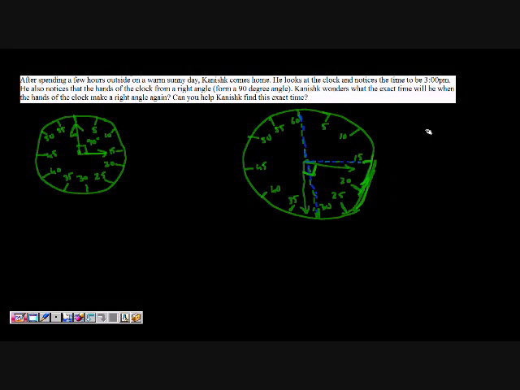Today we will be discussing a clock problem. So, given that after spending a few hours outside on a warm sunny day, Kanishk is home. He looks at the clock and notices that it's 3 in the afternoon. He also notices that the hands of the clock form a right angle.